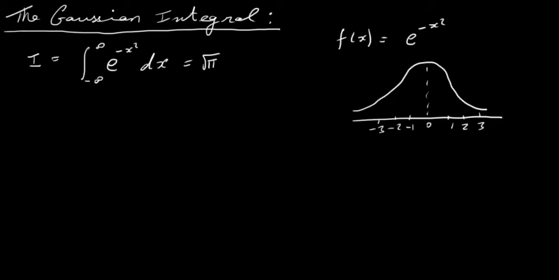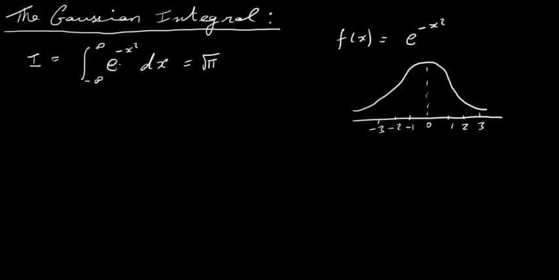Okay, so in this video I'm going to have a look at what's called the Gaussian integral, and this is it here. I've called it I, and it's the integral from minus infinity to plus infinity of e to the power minus x squared dx, and it's actually equal to the square root of pi. Now in this video I'm just going to have a look at where this square root pi comes from.